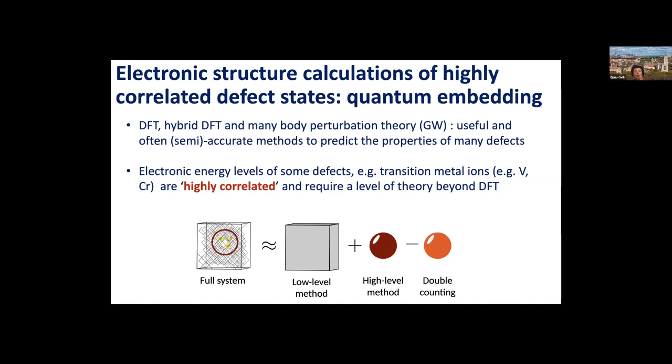What we have done, we have considered the full system, which is the full solid with defects in it. And then we have used a low-level method for the full solid. And by low level, I mean either density functional theory or GW. And then we have found a way of embedding the defect in this solid using a higher level method, for example, configuration interaction. Every time you do any kind of embedding, you need to take into account double counting terms, the terms that are there both in the parts that you have embedded and in the full solid.